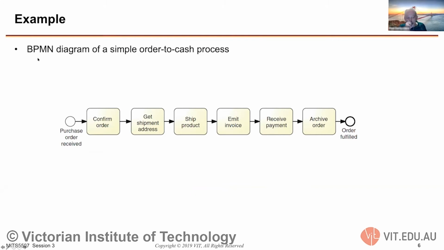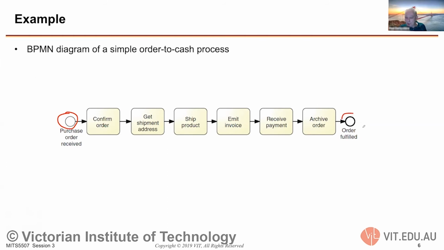Now, here's an example of a simple order to cash business process model. It's a sequential one, not a very complex one, but what you can see are the elements we've been talking about. We begin with an event. This business process begins when a purchase order is received. Once the purchase order is received, we proceed in a sequential fashion through all the activities: confirm order, get shipment, ship product, emit invoice, receive payment, and archive order.